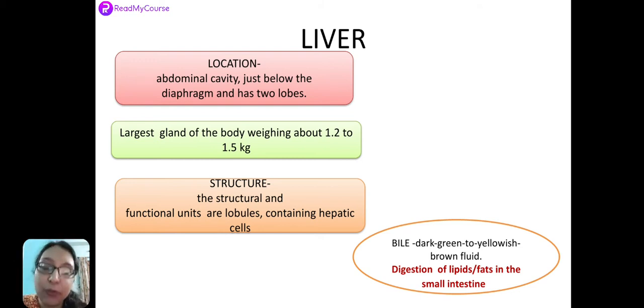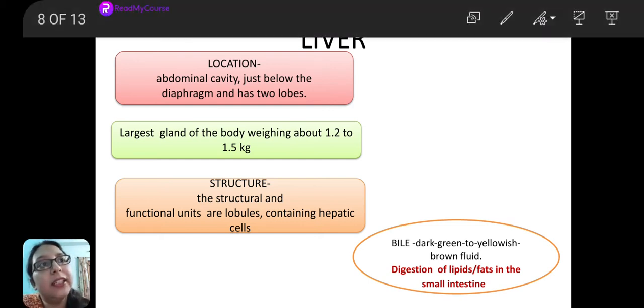And what they do is they produce bile. Okay, this bile, I have already said, is a yellowish green fluid which is produced in the liver mainly by the hepatocytes, and its major function is the digestion of lipids and fats in the small intestine. Digestion of lipids or fats in the small intestine, that is the major function of bile.